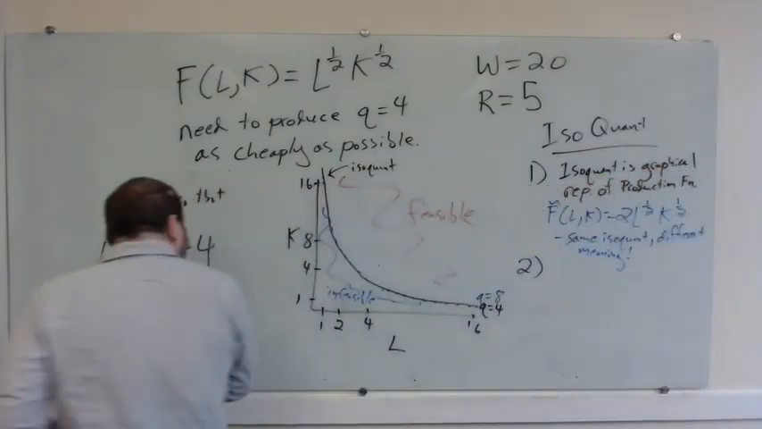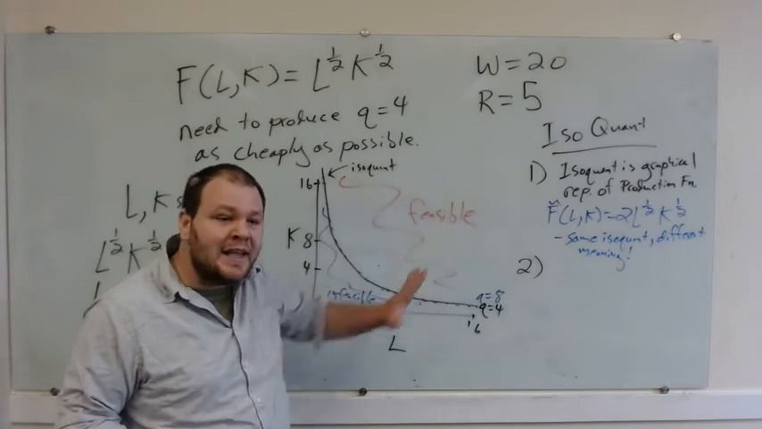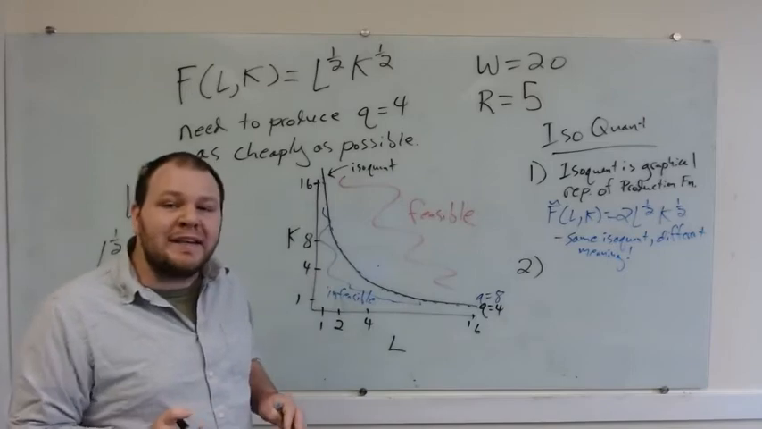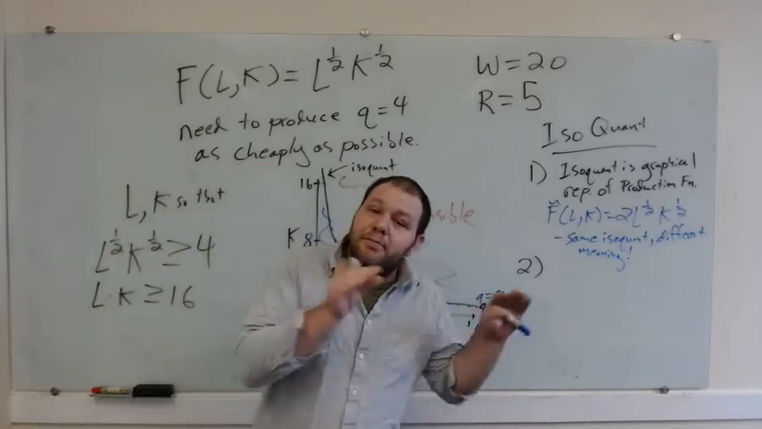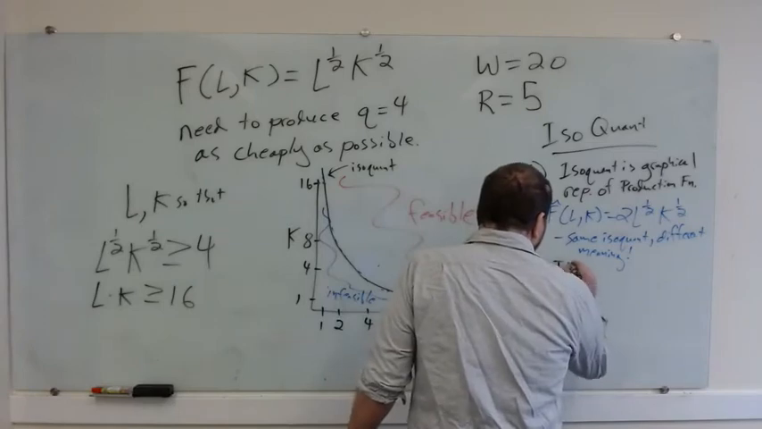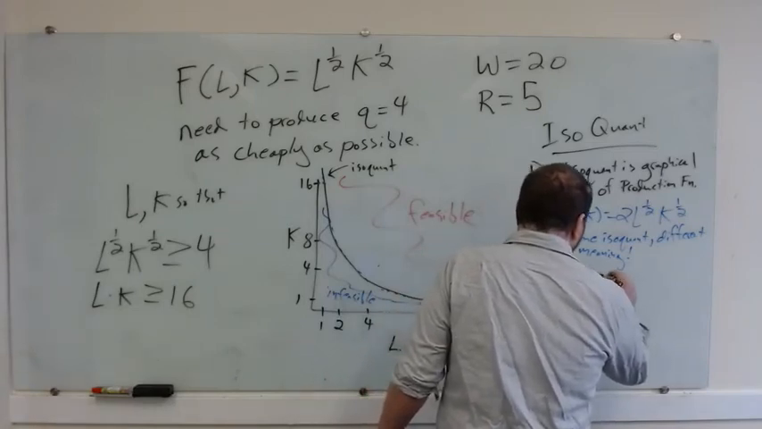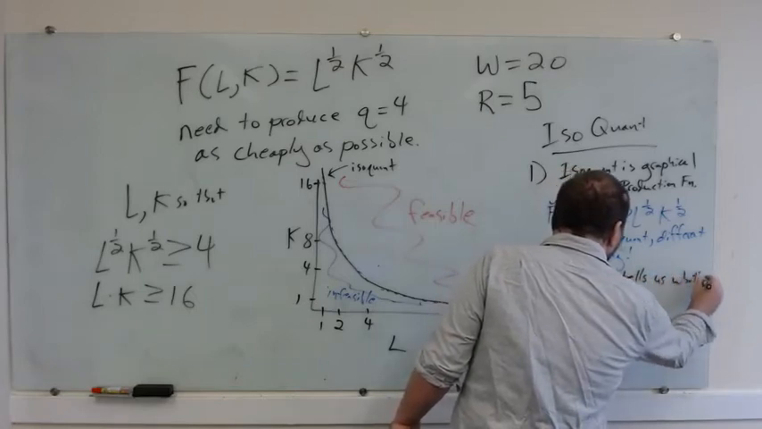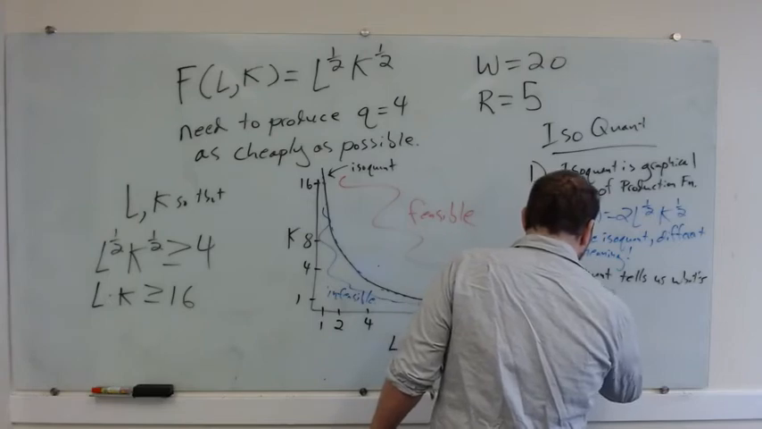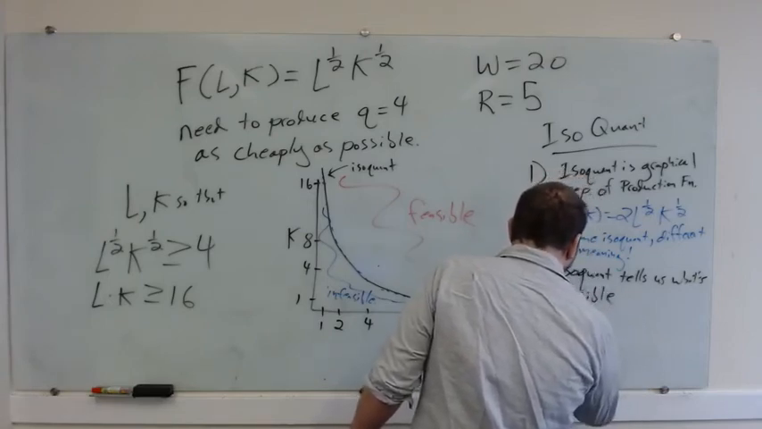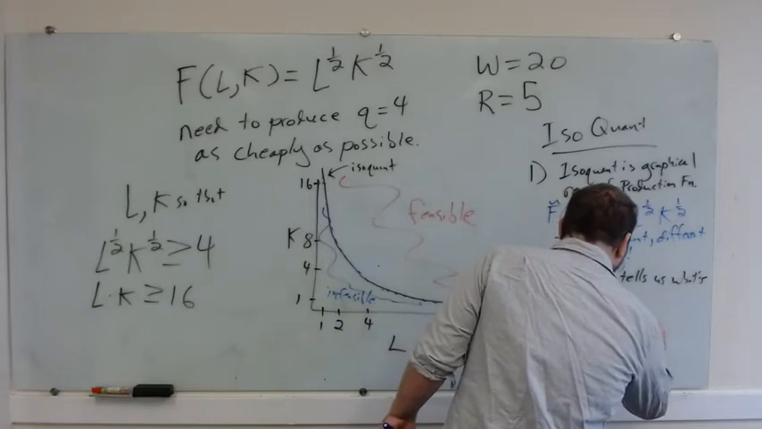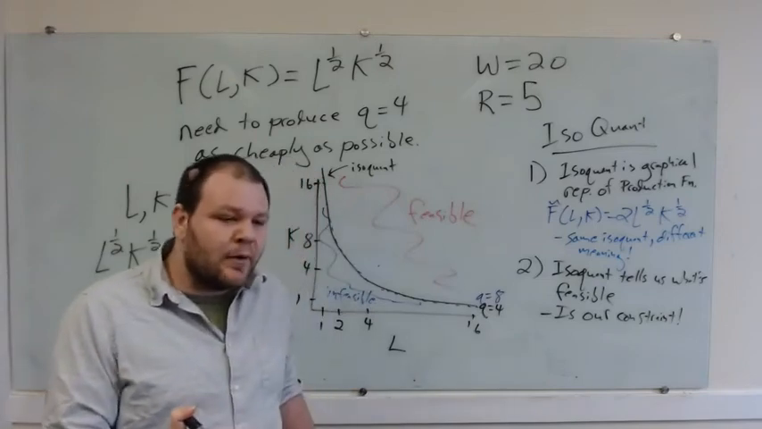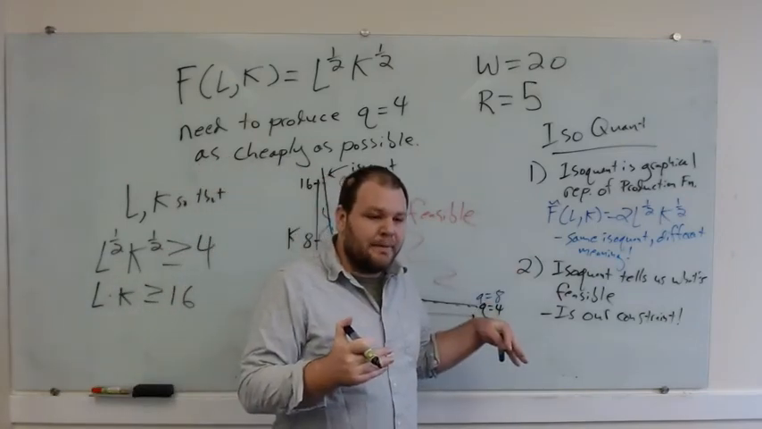So what isoquants are doing is they're telling us which options are available to us and which options are not available to us. So isoquants actually take the role, when we're minimizing cost, not of indifference curves, but of budget constraints. The isoquant is our constraint. It tells us what's feasible, and is our constraint. It looks like an indifference curve, but it's doing the job of our budget constraint.